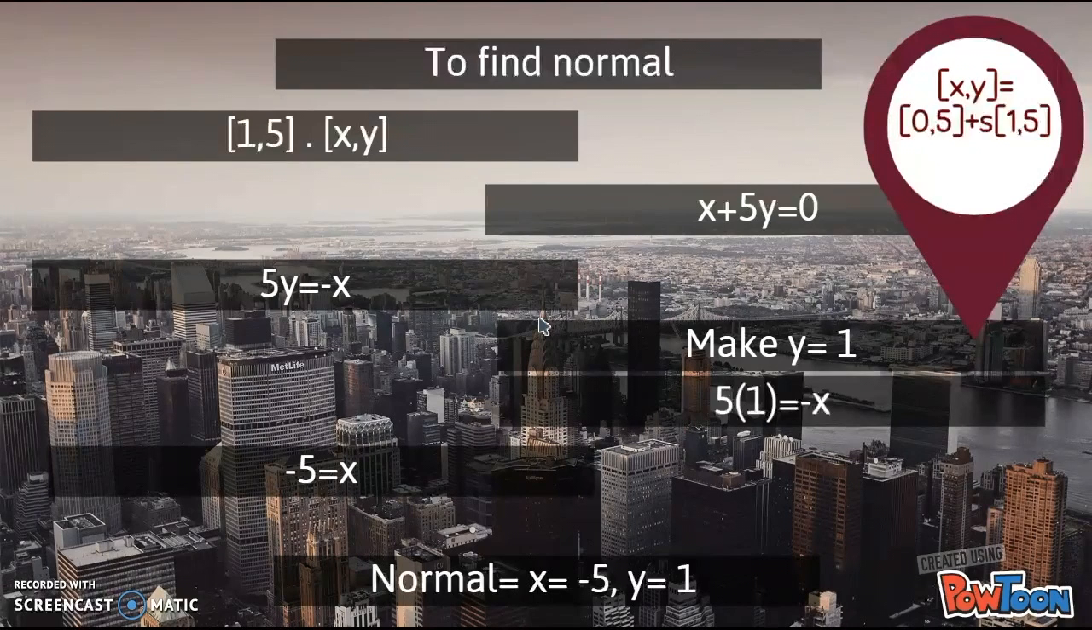Moving to the right side of the equation, we'd be getting 5y equals negative x. Let's make y equals 1 to eliminate the denominator, which makes negative x equals 5, which in turn makes x equal to negative 5. The normal would then be x equals negative 5 and y equals 1.